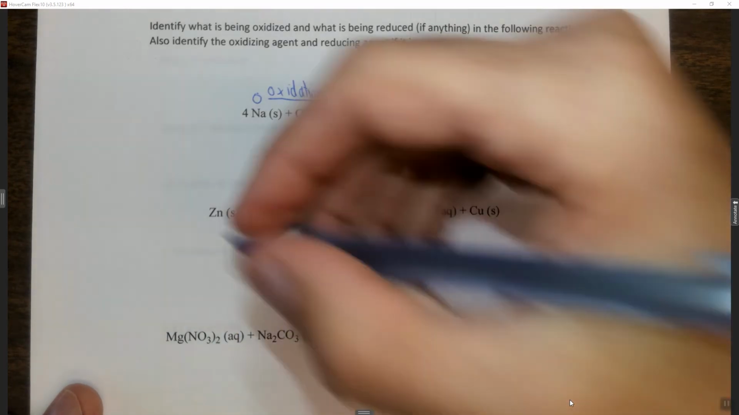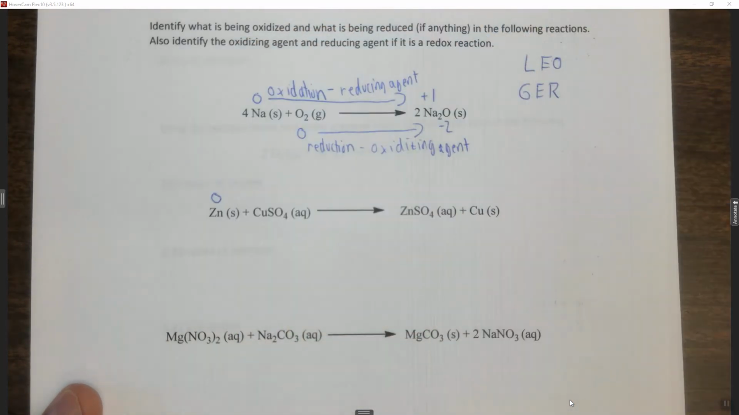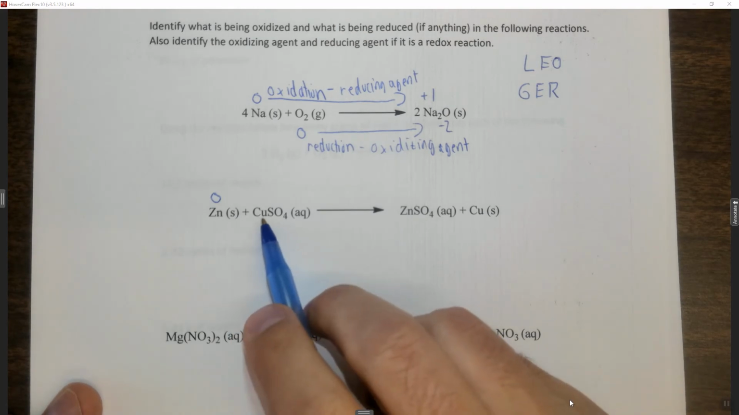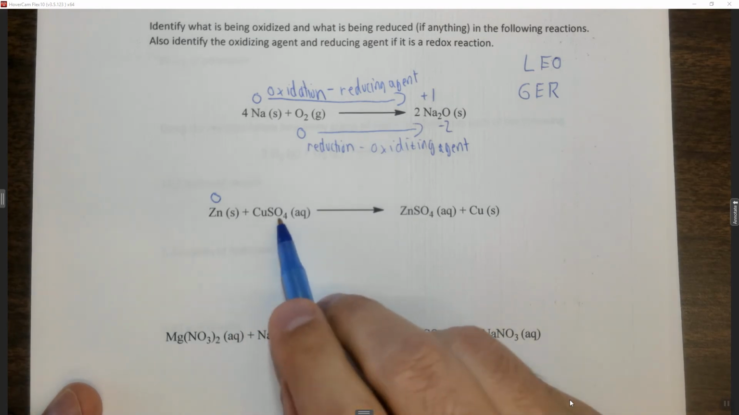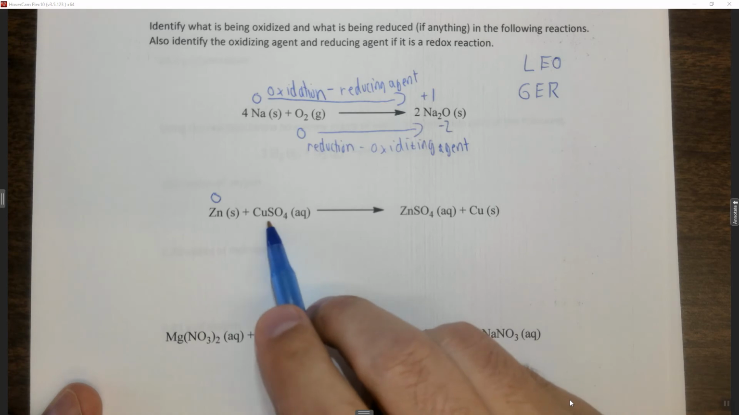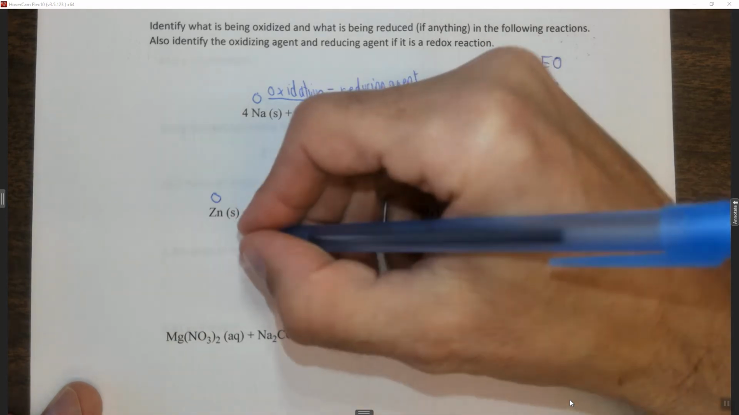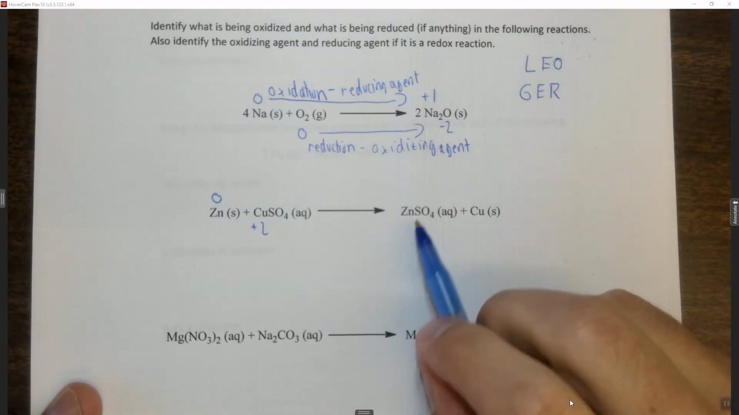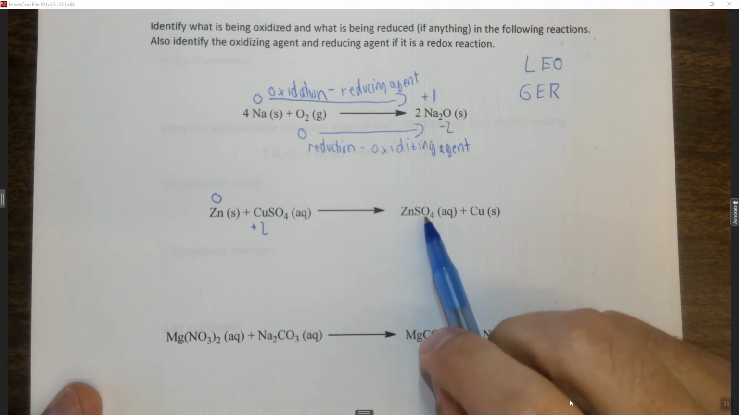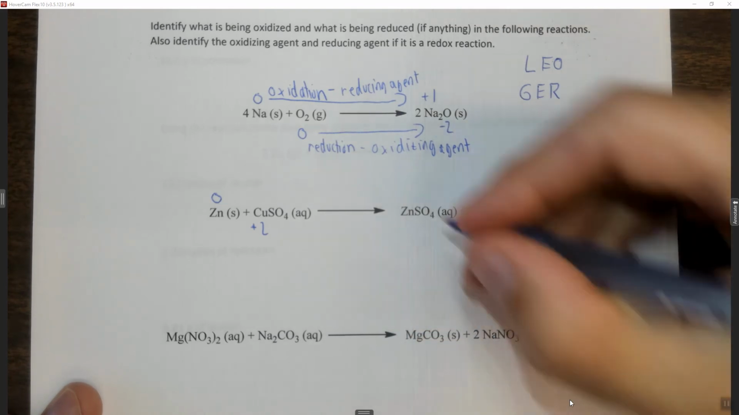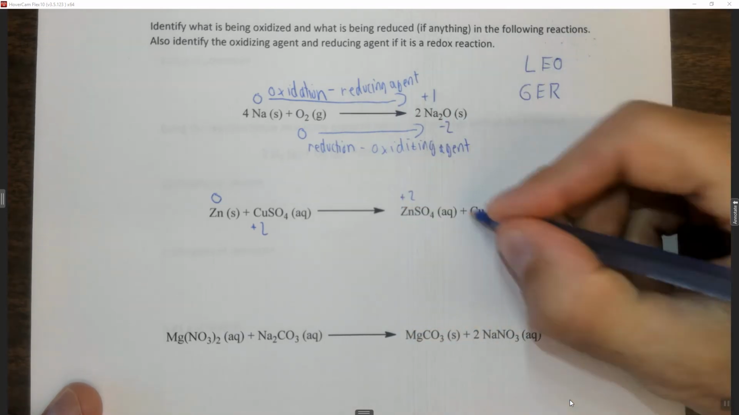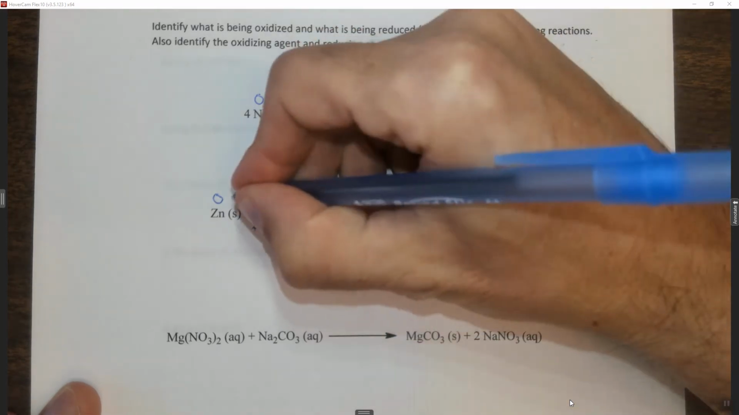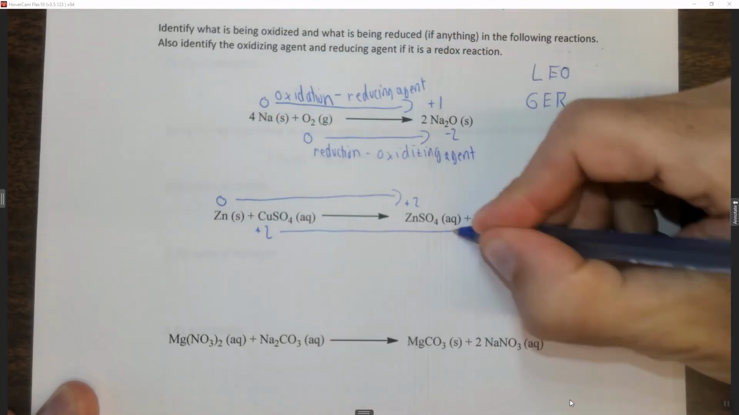So the oxidation state of zinc solid is 0 because it's an element. And the oxidation state of copper here is 2 plus. Why? Because sulfate is 2 minus. So since sulfate is 2 minus, copper must be 2 plus. In this case, zinc is the same thing. Zinc is 2 plus because sulfate is 2 minus. And copper here is 0 because it's now an element. So we went from 0 to 2 plus and 2 plus to 0.